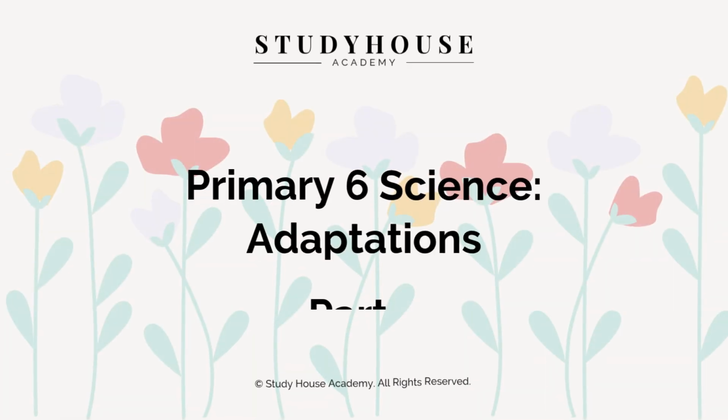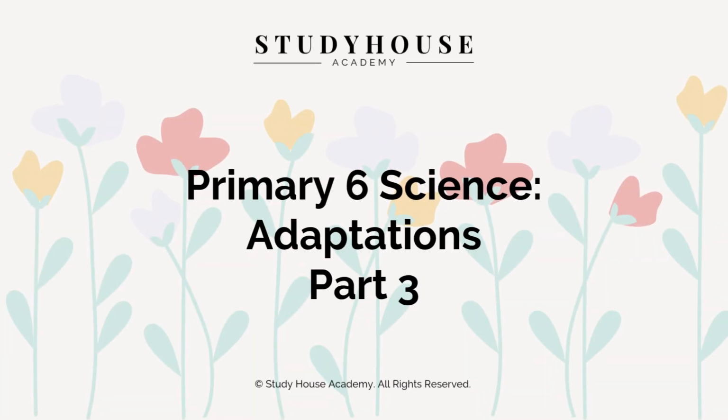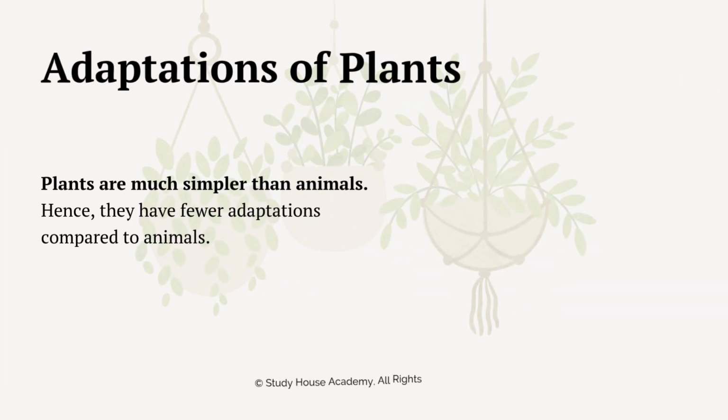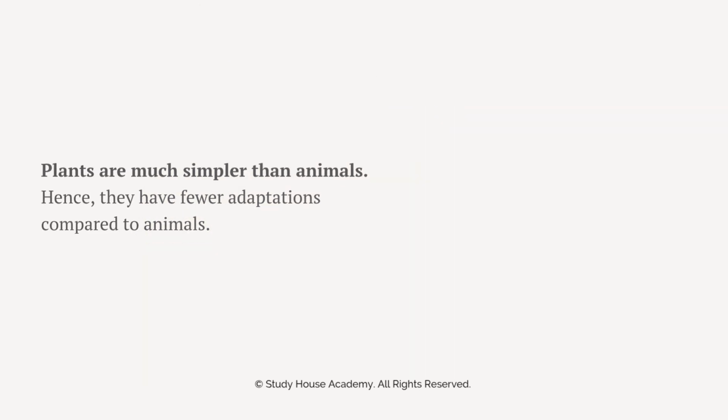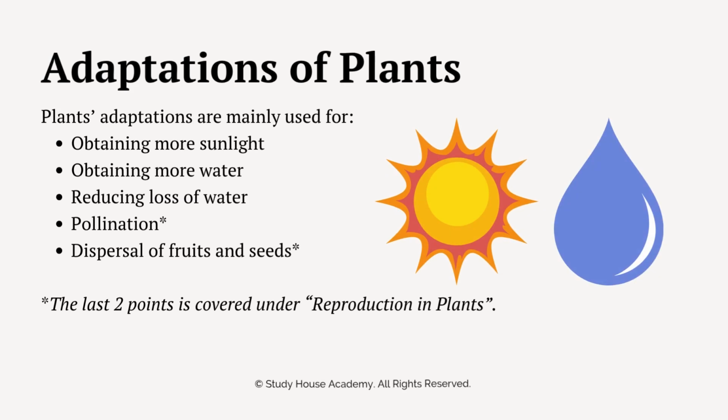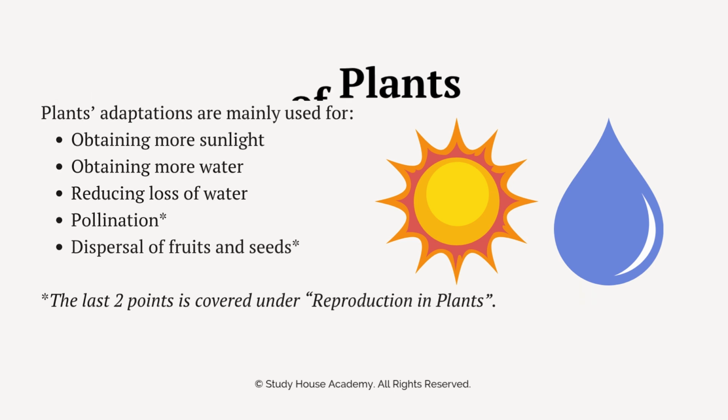Today is finally the last part of adaptations. Adaptations of plants. Plants are much simpler than animals. Hence, they have fewer adaptations compared to animals. Plants' adaptations are mainly used for obtaining more sunlight, obtaining more water, reducing loss of water, pollination, and dispersal of fruits and seeds. The last two will be covered under reproduction in plants.